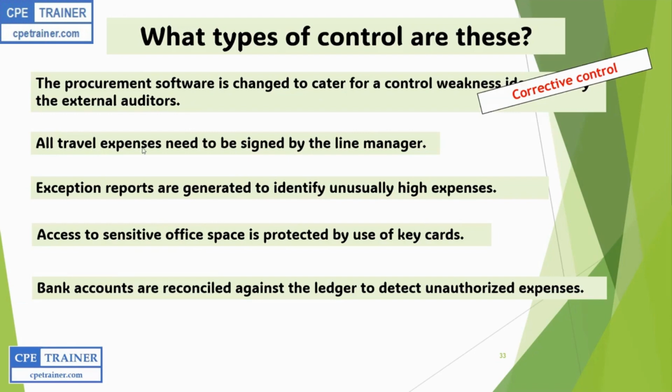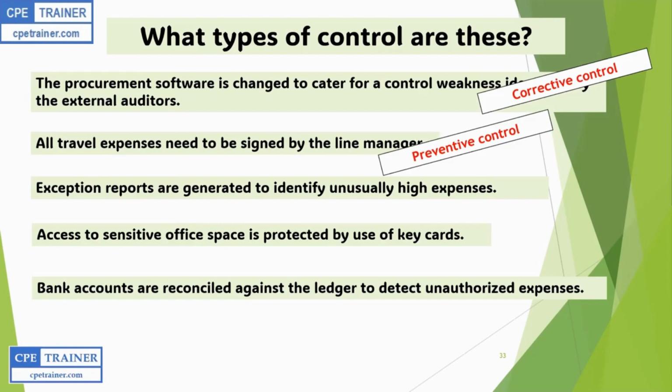You have travel expenses that need to be signed by the line manager. So it's a segregation of duties principle. One person incurs the expenses, the second person approves, and the second person being the line manager. So in this case, it's actually a segregation of duties, and that's a form of preventive control.